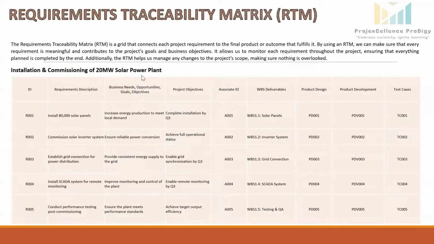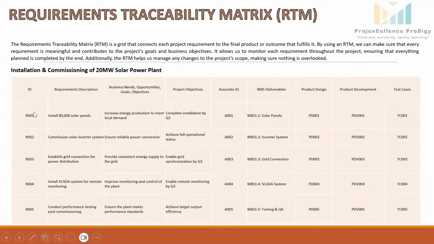Next topic is requirements traceability matrix, RTM. The RTM is a grid that connects each project requirement to the final product or outcome that fulfills it. By using an RTM, we can make sure that every requirement is meaningful and contributes to the project's goals and business objectives. It allows us to monitor each requirement throughout the project, ensuring that everything planned is completed by the end. Additionally, the RTM helps us manage any changes to the project's scope, making sure nothing is overlooked.